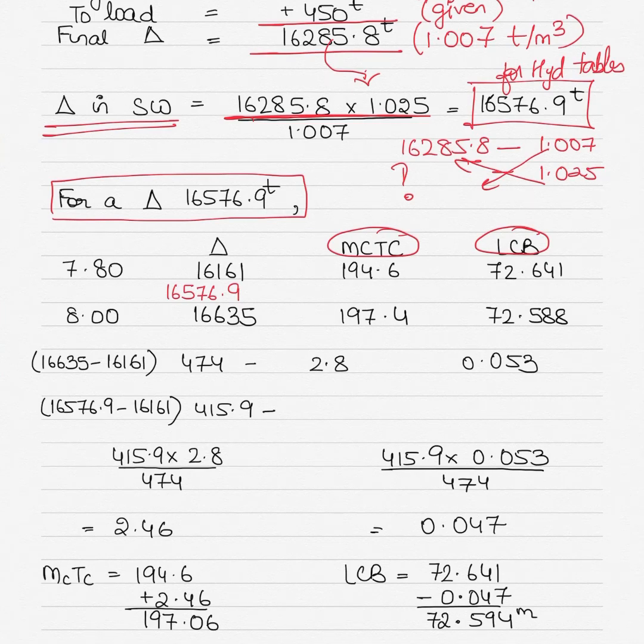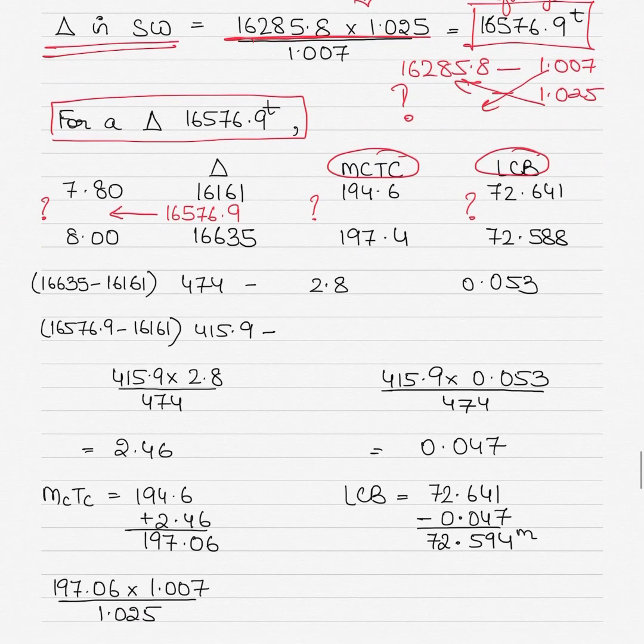So you go back here, this is what I have done. This is the required displacement. For this you have to find out the required draft, the hydrostatic draft, the MCTC as well as LCB. The interpolation is simple. You can see here I have shown you the interpolation for a difference of displacement of 474.